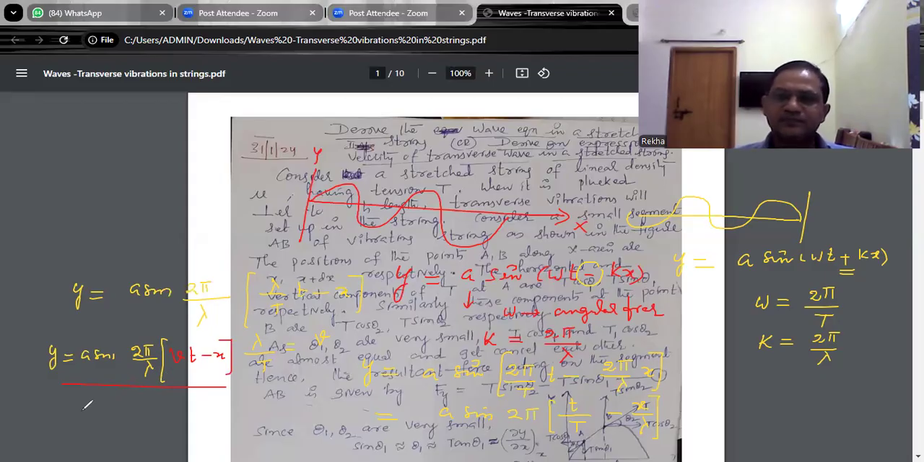For the wave propagating along the negative x-axis, y is equal to a sine of 2 pi by lambda into vt plus x. Okay, so here we have written three forms of the wave equations of the progressive wave traveling along the negative x-axis and positive x-axis.